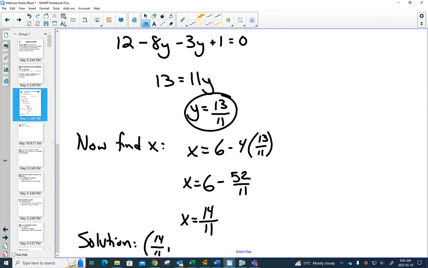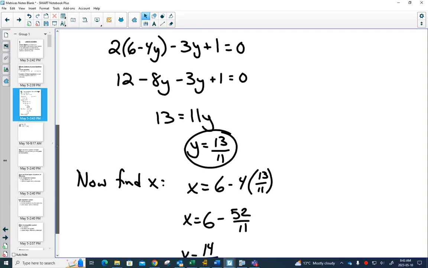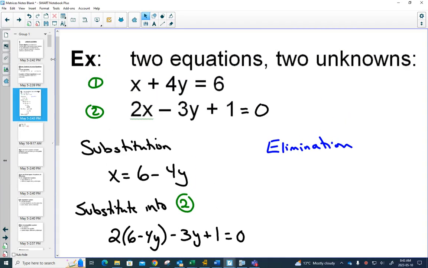And we often write a system of equations solution as a coordinate or a point. So in this case, we found our x coordinate to be 14 over 11, our y coordinate to be 13 over 11. And what's actually happening with that point is that equation 1 is a line. Equation 2 is a line. If you have two lines, most likely they're going to cross somewhere. Sometimes they don't. Sometimes they're parallel and they never cross each other.